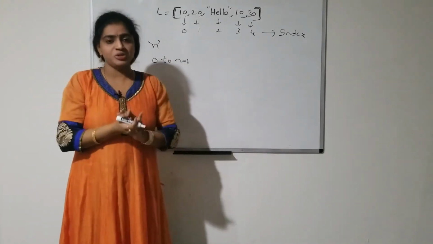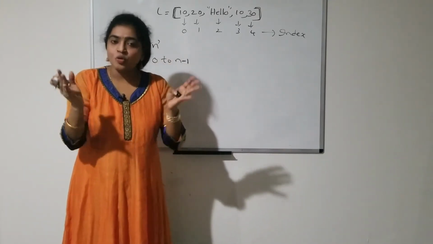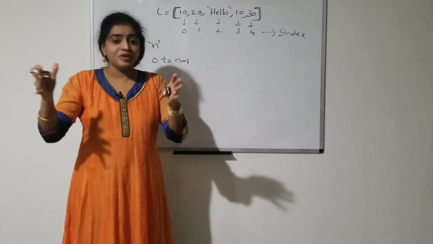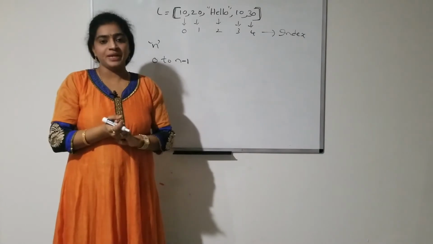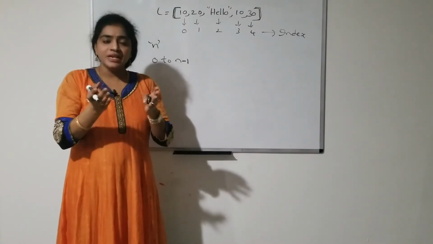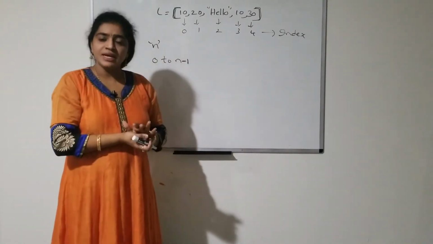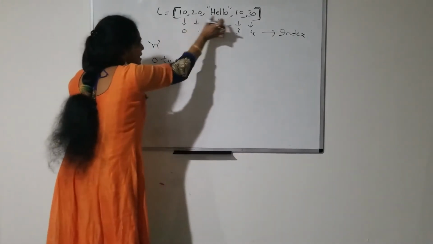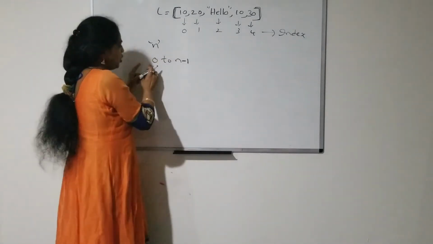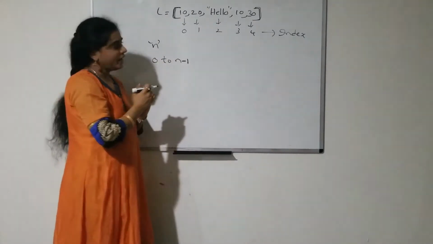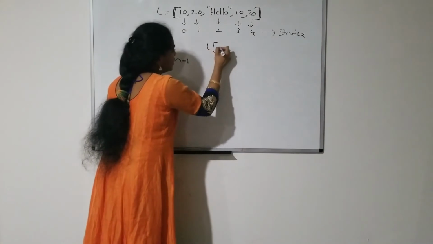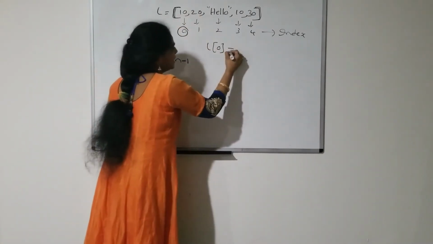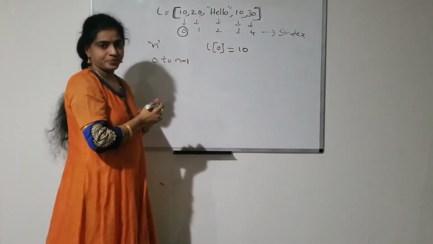So when we use the list concept, generally if you are going to represent more than one element, some collection of objects, suppose you want to store roll numbers of students, or the names of 10 employees of your company, then it is better to go with a list. If you want to access the list, you have to use the index. Suppose L of 0 means the 0th index of the list, that is it will represent 10.